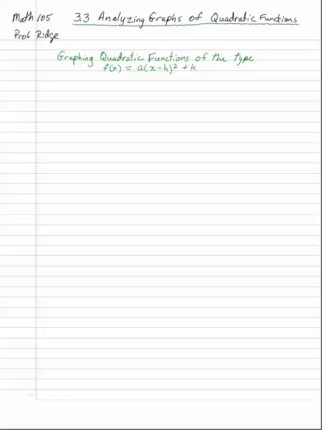Okay, so we'll start off by graphing quadratic functions of the type f(x) = a(x - h)² + k. Now, we can use our transformations that we studied in section 2.4. So our base graph is the graph y = x², and we know that that's a parabola.